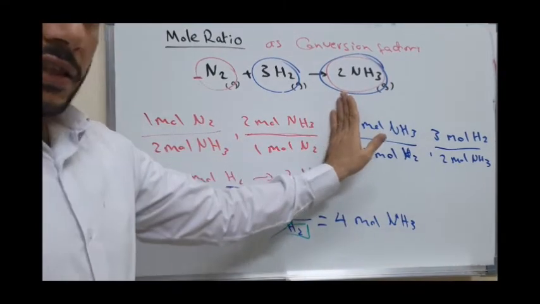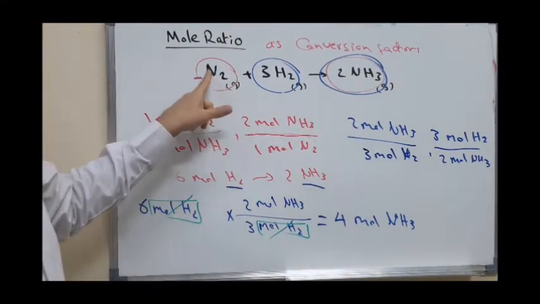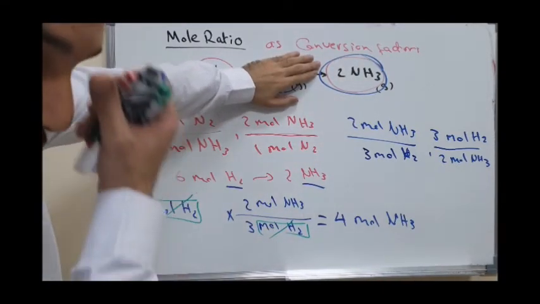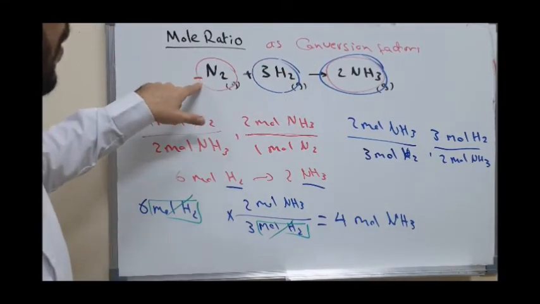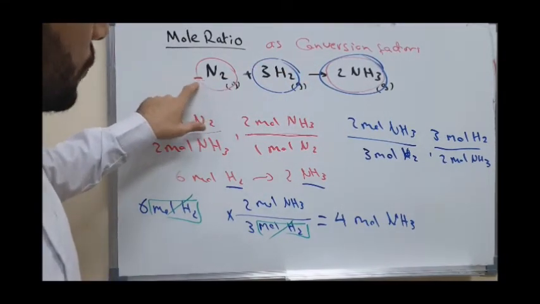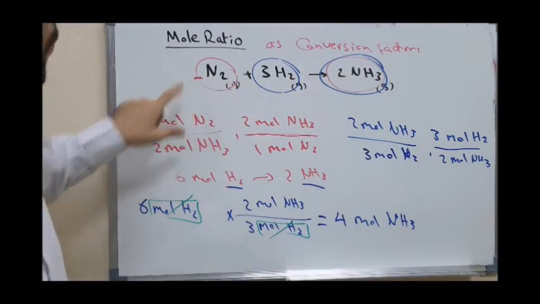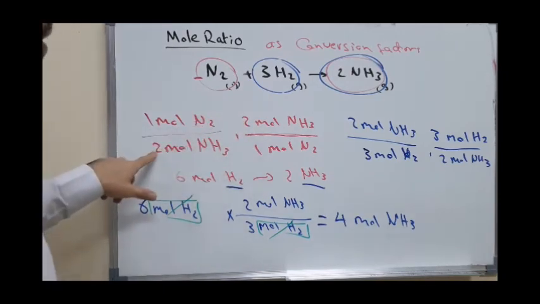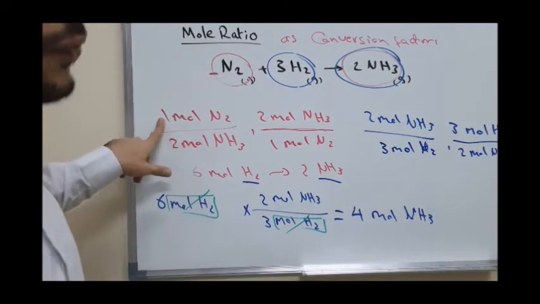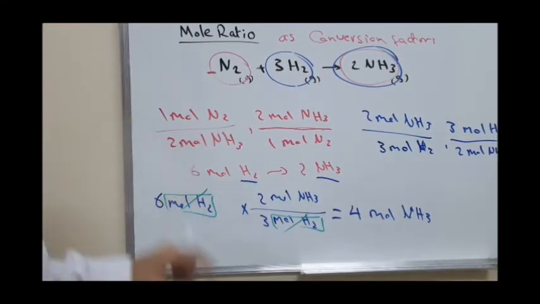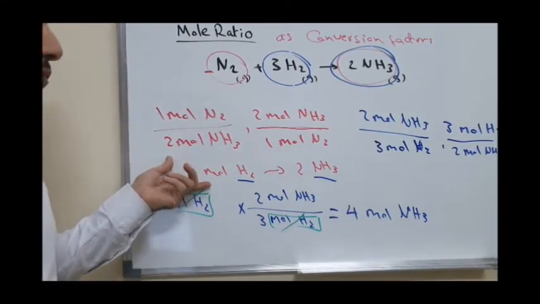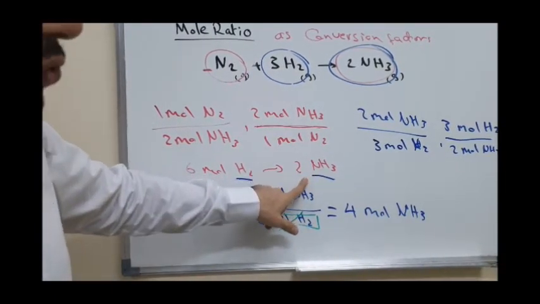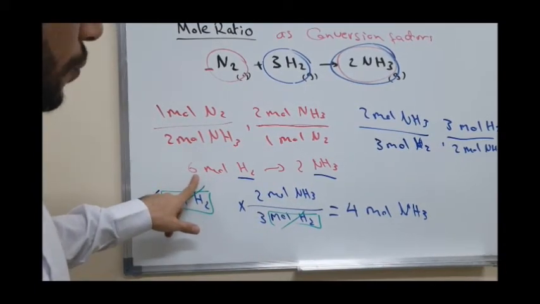In the first case, we want to write the mole ratios between nitrogen and ammonia. So we ignore hydrogen and write the mole ratios. In the equation, we have 1 mole of nitrogen and 2 moles of ammonia. So if we use 1 mole of nitrogen, we will produce 2 moles of ammonia. If we want to produce 2 moles of ammonia, we have to use 1 mole of nitrogen. And we gave an example to be solved: how many moles of ammonia are produced if we use 6 moles of hydrogen.